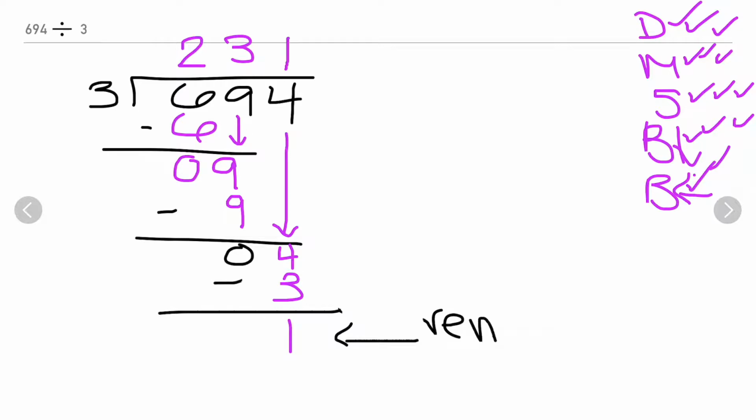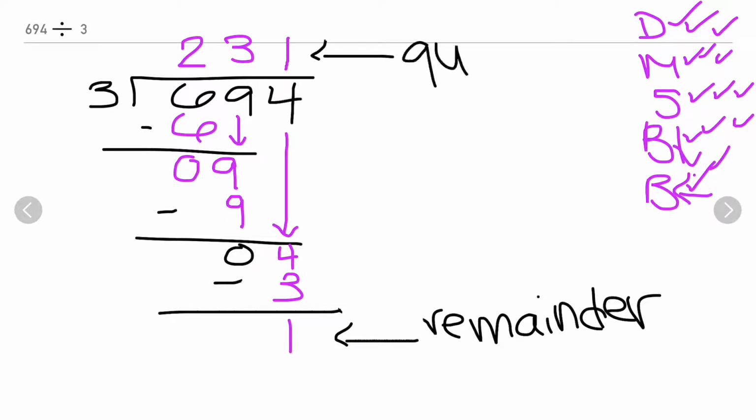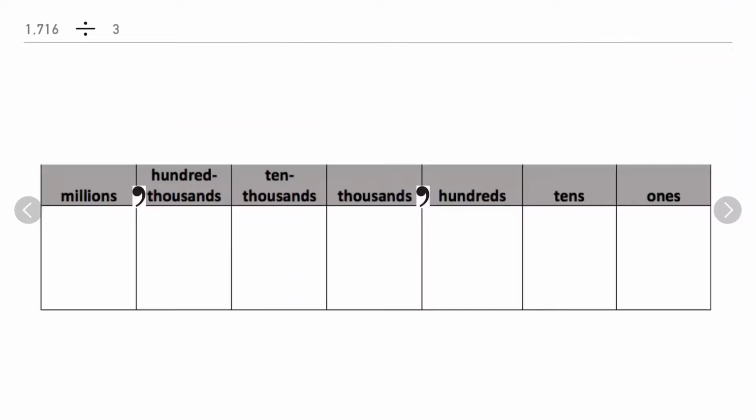That's right. It represents my remainder. And what about this number? Yeah, it represents my quotient. The answer that I got when I divided 694 into 3 groups.